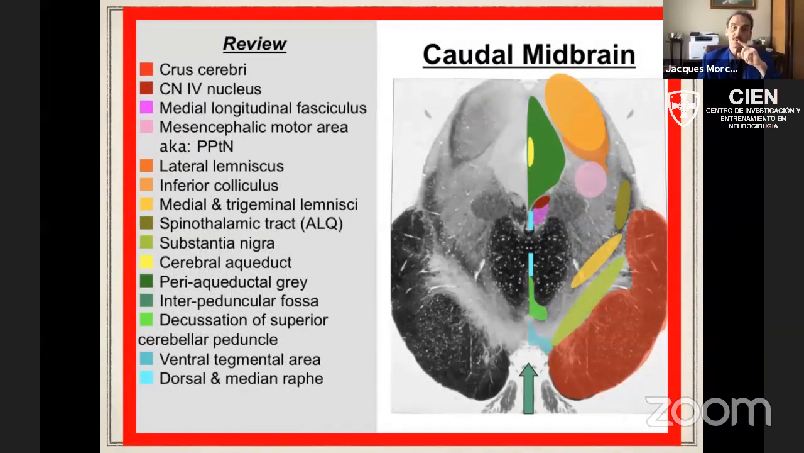Takes us now to the caudal midbrain. You can see clearly the periaqueductal gray here. You can see the medial and trigeminal lemnisci in orange right here, lateral lemniscus. You can see the cerebral aqueduct and so forth. You can see the MLF.